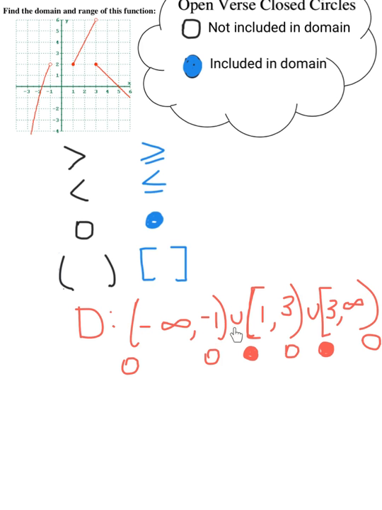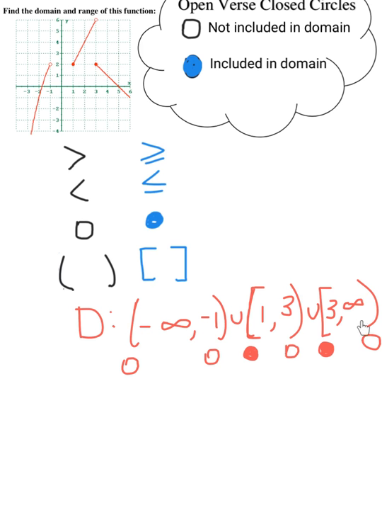Then I have a union. Union means that we're going to include another piece. Each one of these represents a piece of my function. So this is one piece. Here's another piece. I have a line from 1 to 3 for my domain. Starts at 1, includes 1, and goes all the way to 3, but does not include 3. So I have a closed circle at 1, which means I'm going to have a bracket, and I have an open circle at 3, which means I'm going to have a parenthesis.